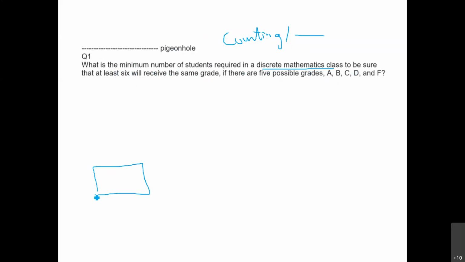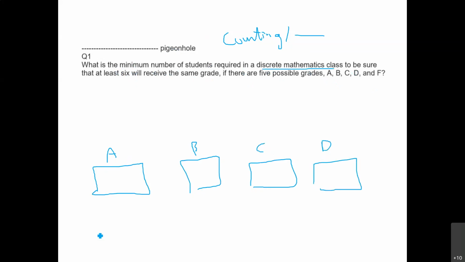So you have A, B, C, D, and F, your possible grades. And they're saying to ensure that at least 6 will receive the same grade. So at least 6 people, for example, got an A, or at least 6 people got a C. How many students will you need in your class to achieve this?